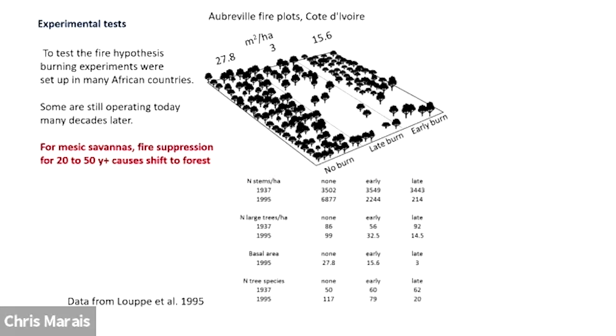So of course, we're not the first ones to have recognized the potential importance of fire. And many of the early colonial ecologists and botanists believed that fire was the cause of the savanna. And if you stopped the burns, you would get a forest. And they set up experiments to test this idea in the 1930s onwards. And here's a diagrammatic example from Côte d'Ivoire, the famous Lamto fire plots.